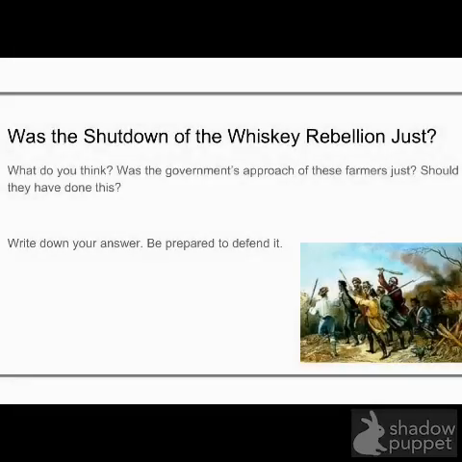Was the shutdown of the Whiskey Rebellion just? Was it fair? What do you think? We talked about this a little bit. We talked about how maybe it wasn't quite fair, but how the government also needed to show that it was strong. You've already written down your answers in class. You've already defended them in class. You all did a great job. Thank you.